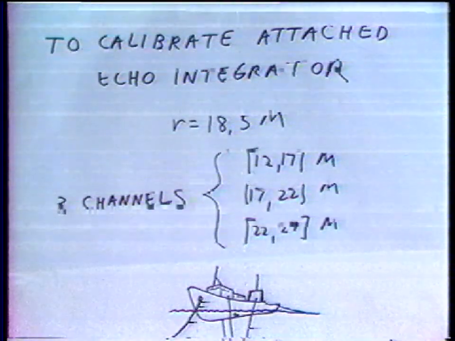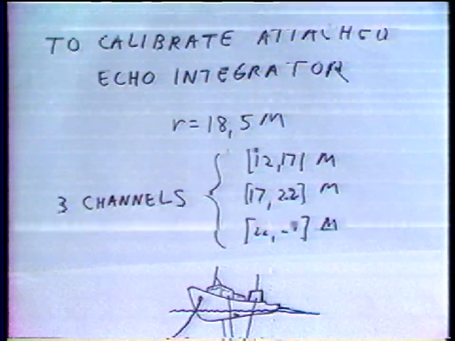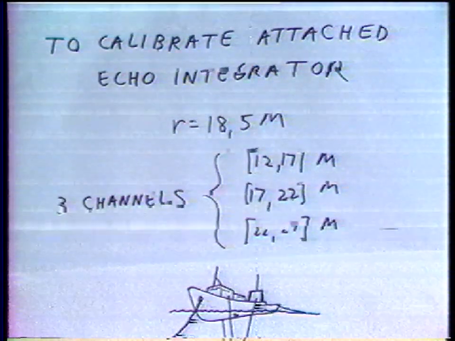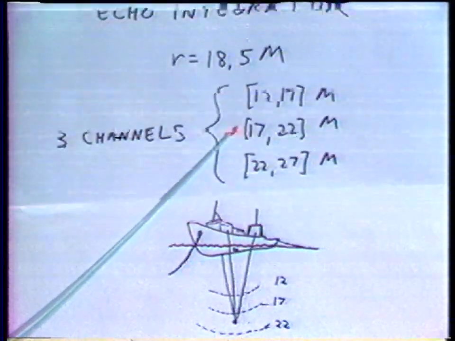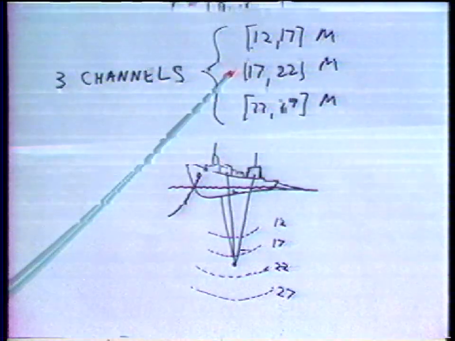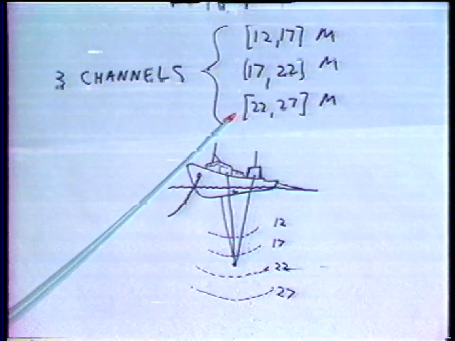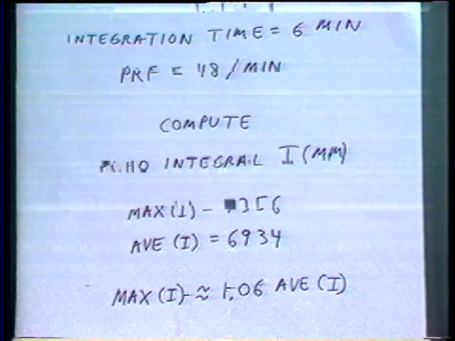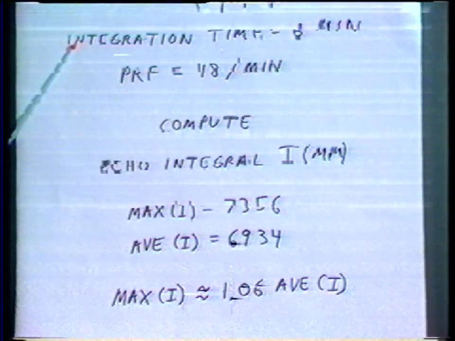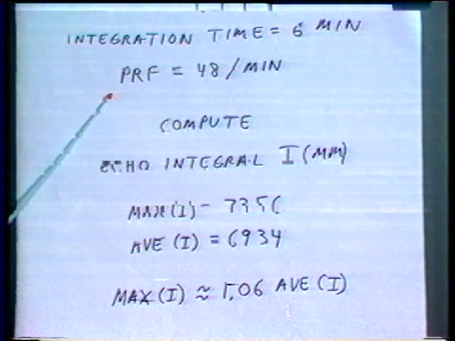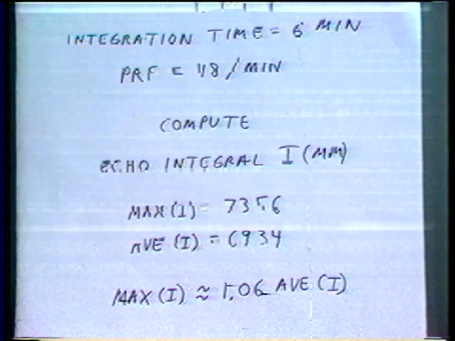In preparing the echo integrator for calibration, three 5-meter thick channels are defined with respect to the sphere range of 18.5 meters. The center channel is defined from 17 to 22 meters, and the adjacent 5-meter channels from 12 to 17 and from 22 to 27 meters. The integration was performed over a 6-minute period at 48 pings per minute, simulating a sail distance of 1 nautical mile at 10 knots speed.